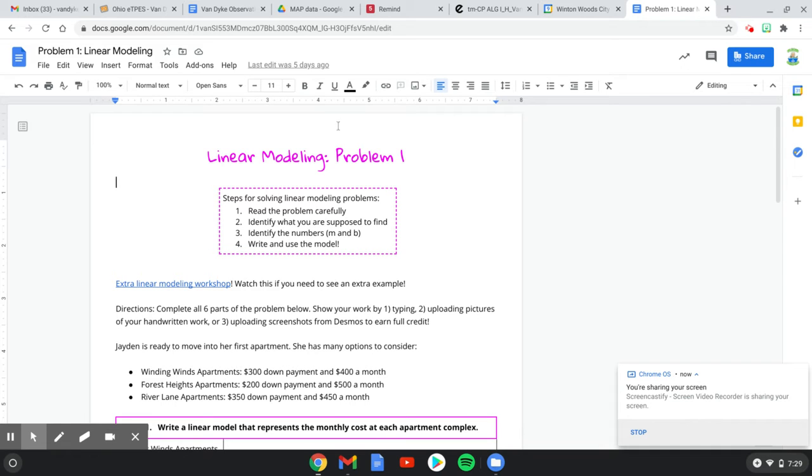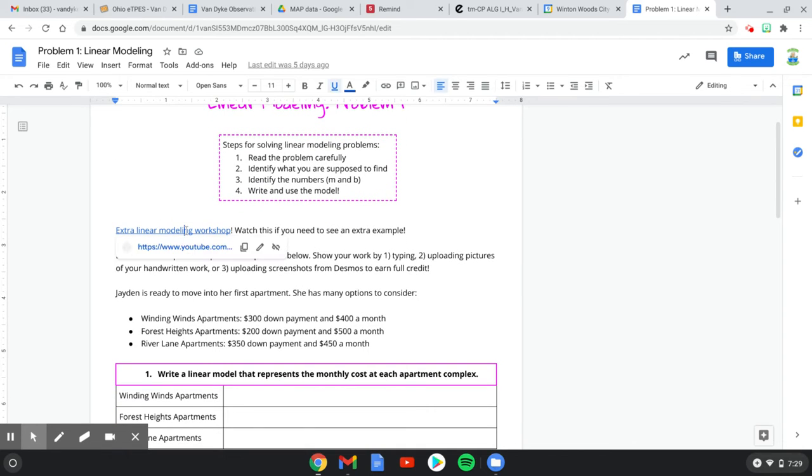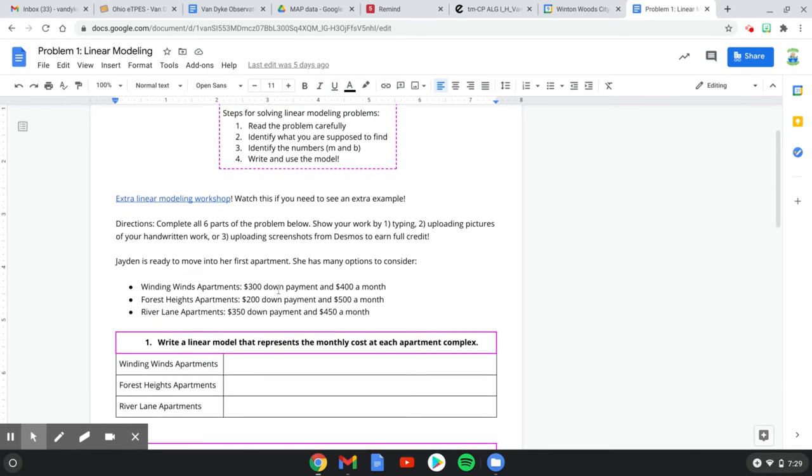So if you're stuck on how to start this linear modeling problem 1, this workshop is for you. I do have linked here an extra linear modeling workshop if you'd like to see me do another example.